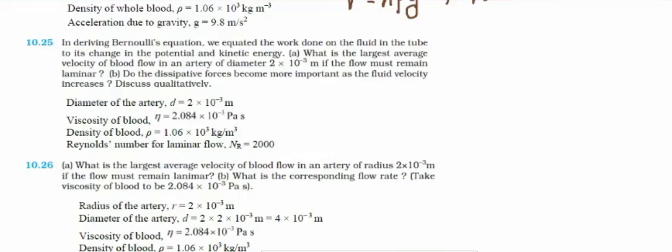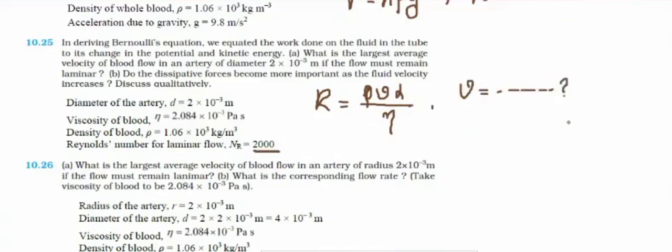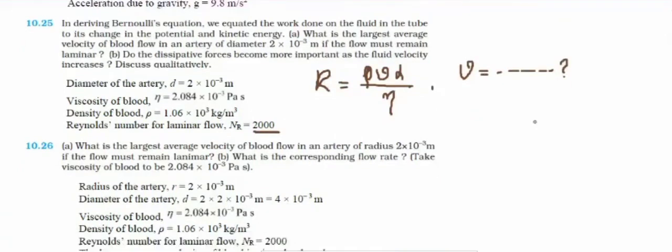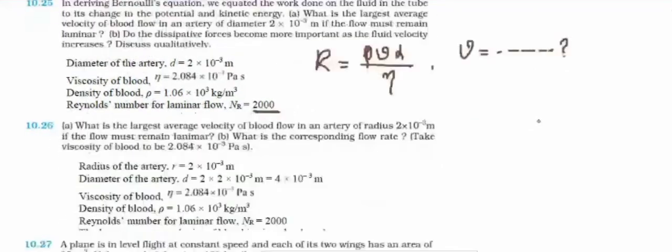Okay, you have to use the idea of Reynolds number. So Reynolds number R is equal to rho Vd by eta, and we will give you the maximum value. Okay, V is the unknown, the other data is given. For the maximum value, you can take 2000 for Reynolds number and find the value of V.